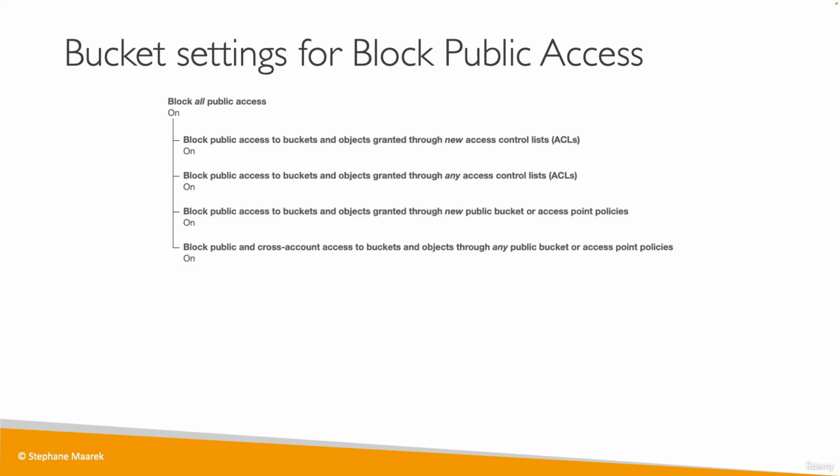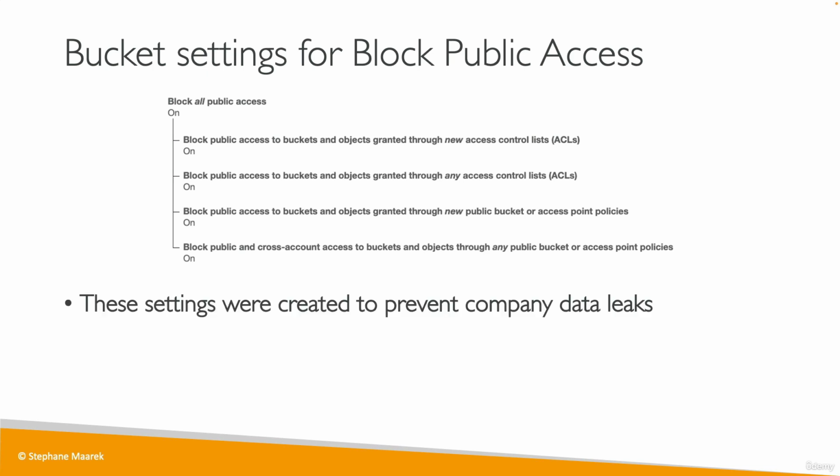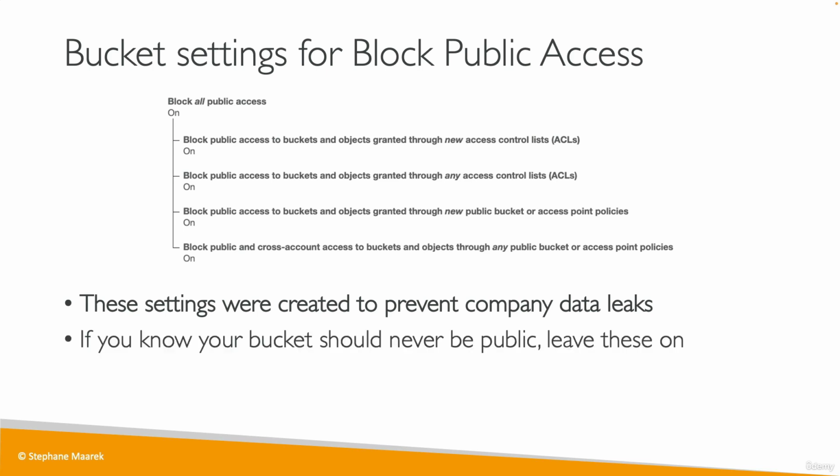Other security settings you need to know about are the bucket settings for Block Public Access. So this is what we set to on when we created the bucket, and these settings were invented by AWS as an extra layer of security to prevent company data leaks. So even though you would set an S3 bucket policy that would make it public, if these settings are enabled, the bucket will never be public. So this is to prevent data leaks.